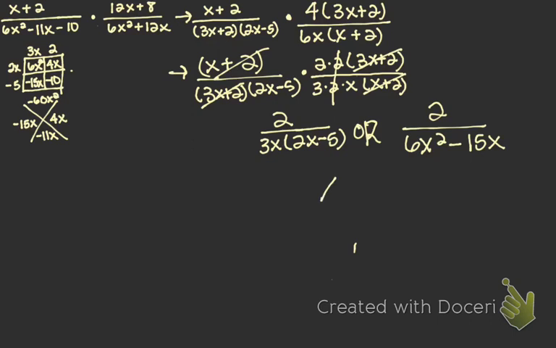So in this case, x cannot equal negative 2/3 from the first one, 5/2 from the second one, 0 from the 6x, and negative 2 from the x plus 2.